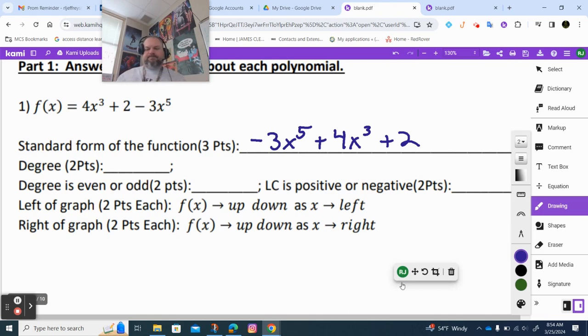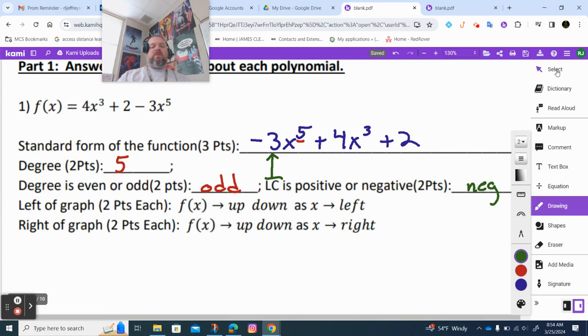All right. So what is this degree? 5. Okay. You get 2 points for saying that. Good job. Is 5 even or odd? Odd. Again, get another 2 points for that. Your LC, that means leading coefficient. That is this number right here. Okay. Is that positive or negative? Negative. All right.